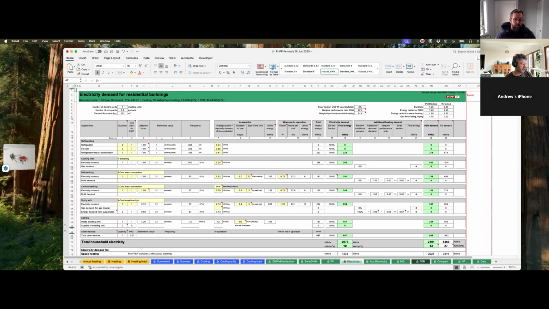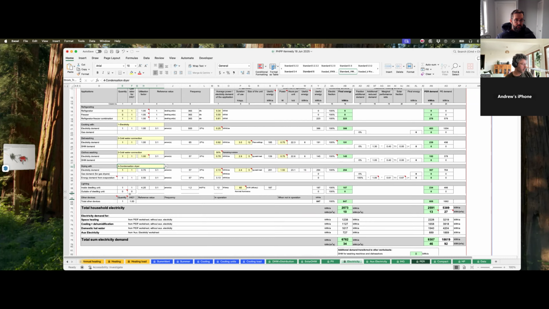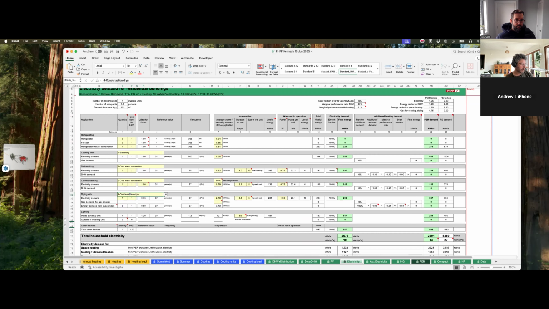So we've got default figures. For example, there's a dryer here. It's got an electricity demand of 1 kilowatt. Do we have a heat pump dryer? No, we don't. That's interesting. I wonder why they don't have heat pump dryers. Anyway, your stove, all that sort of thing, there's just default values. So unless you're having something out of the ordinary, we'll always use these default values.